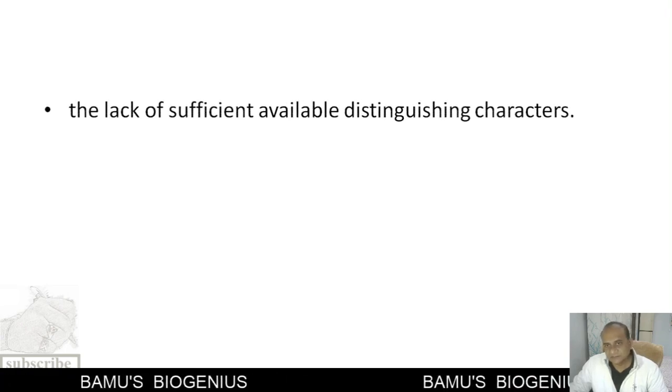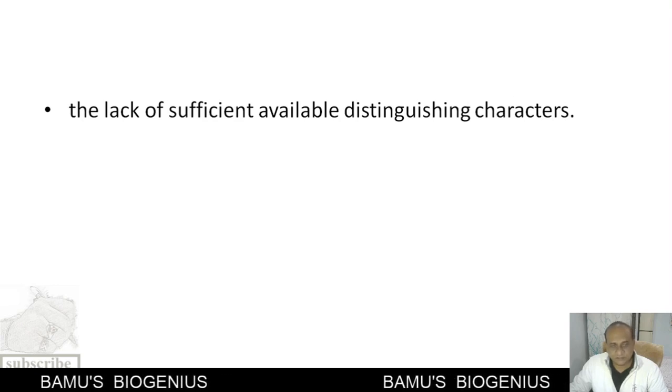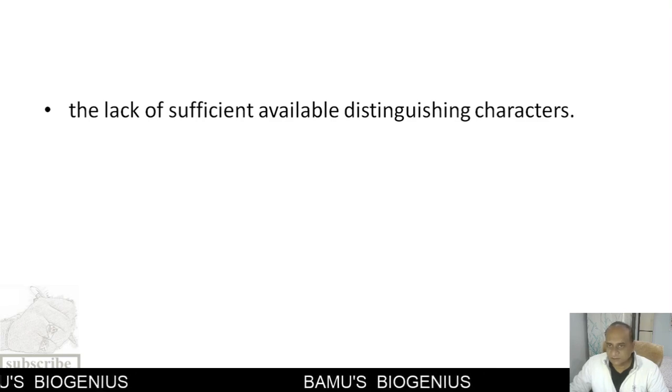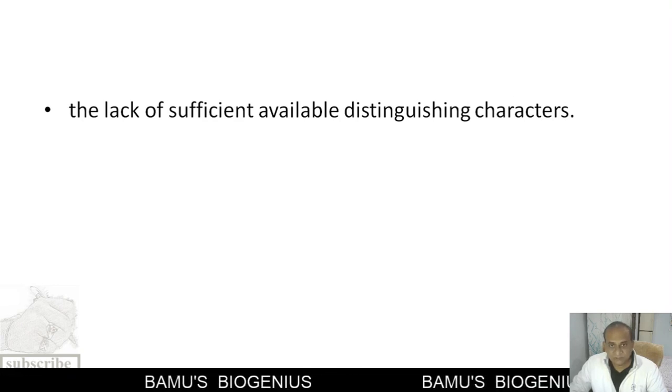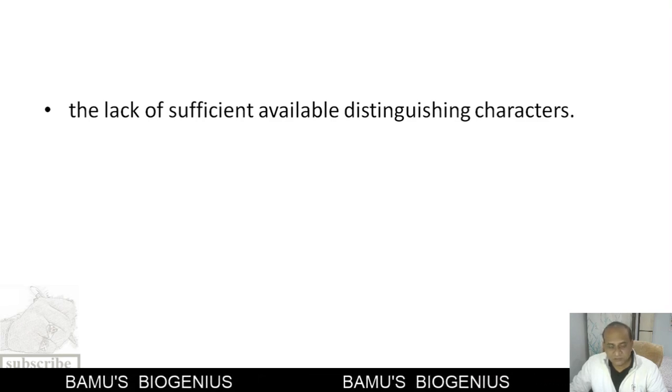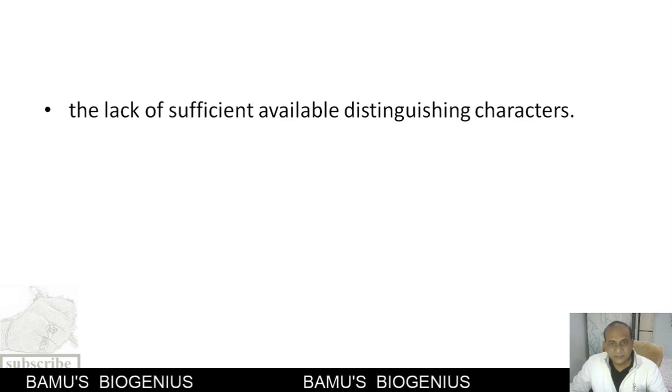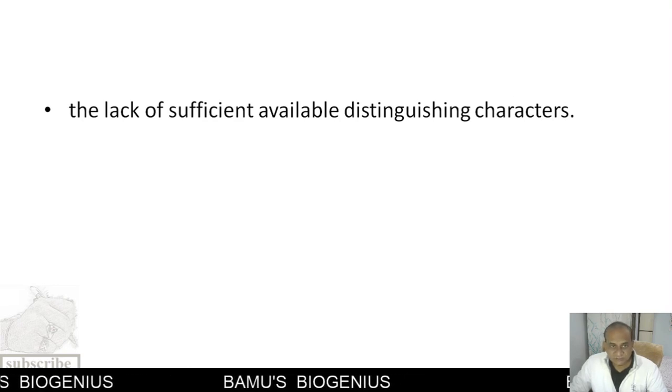Another demerit of cladistics is the lack of sufficient available distinguishing characters. Whenever we draw a cladogram, we look for distinguishing characters between the taxa, and on the basis of those polarizing characters, we shape our cladogram. Most of the time, because of insufficient distinguishing characters, we could not properly classify or distinguish the taxa. So this is one of the reasons that is a demerit for cladistics.